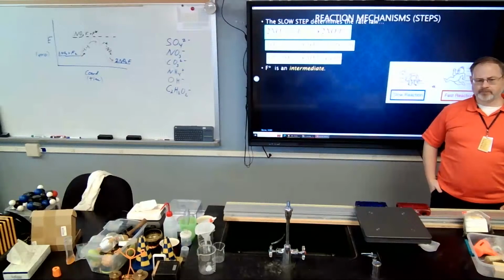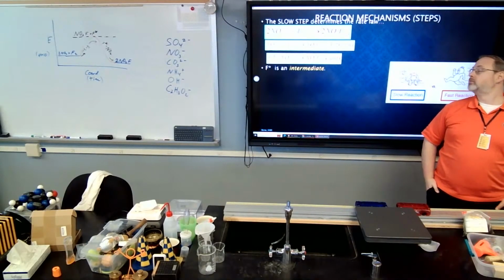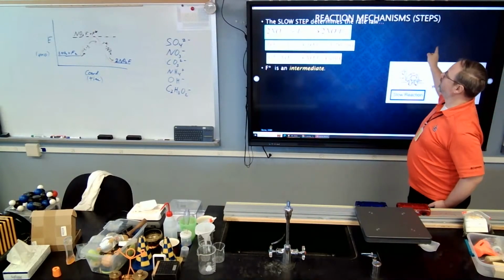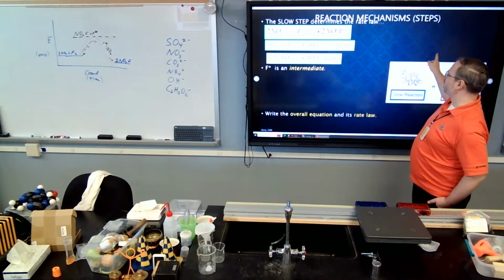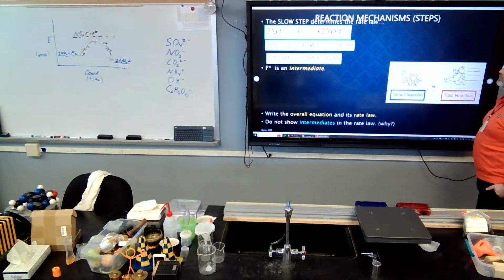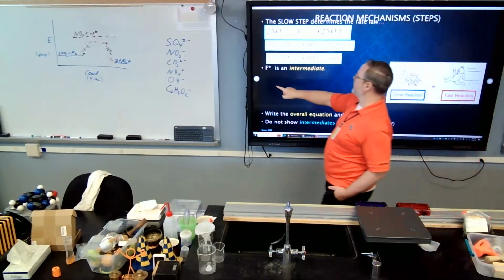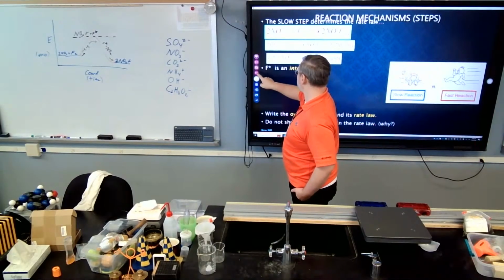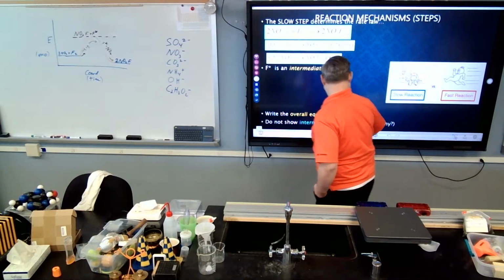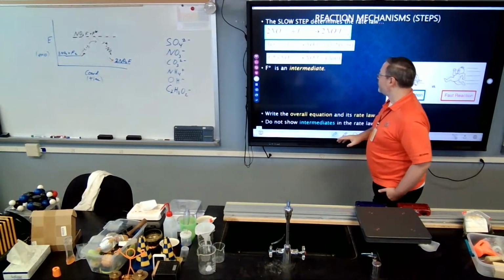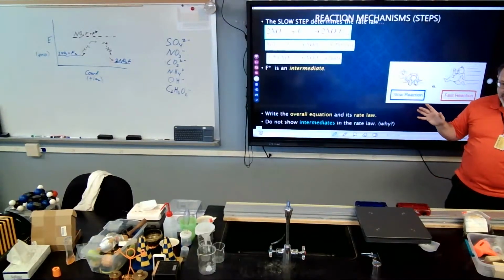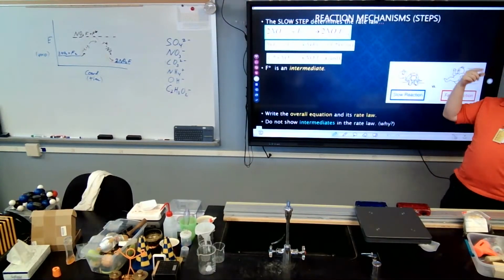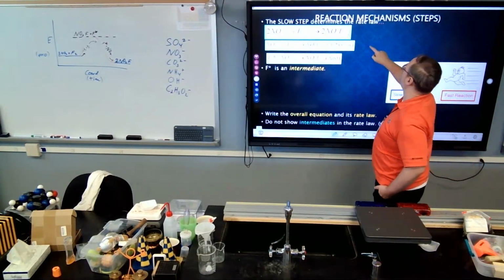Yes. How do you find rate order? Good question. You look at the reactants in the slow step. The reactants in the slow step determine the rate law. And again, you can't just look at the stoichiometry. You need data, or someone has to write the mechanism out for you.